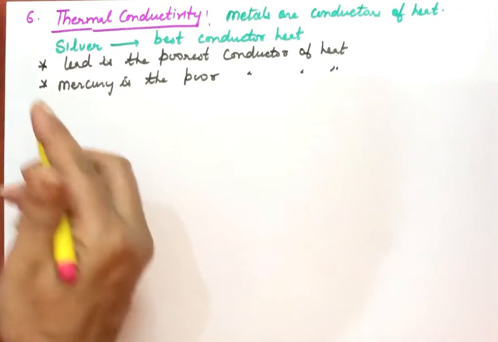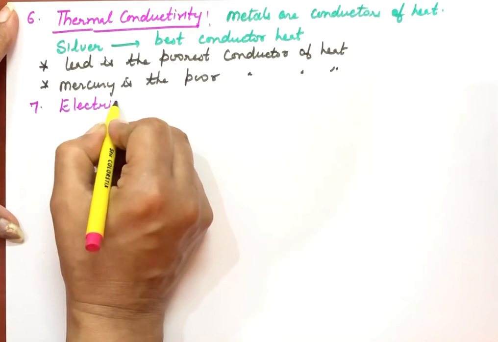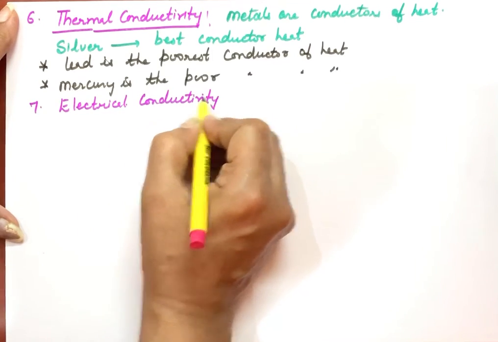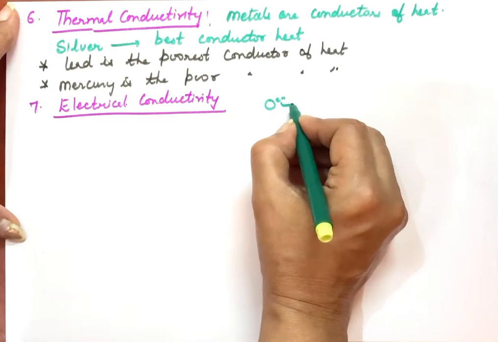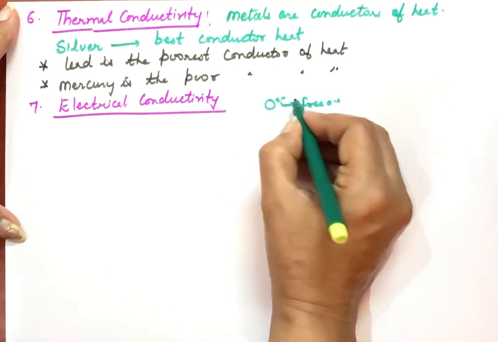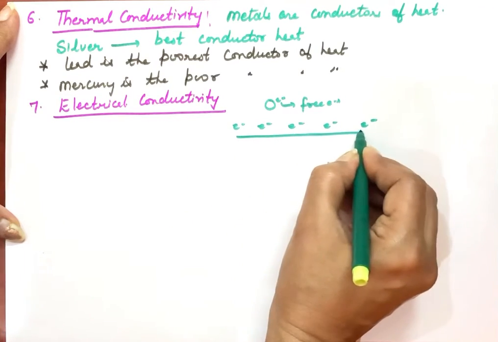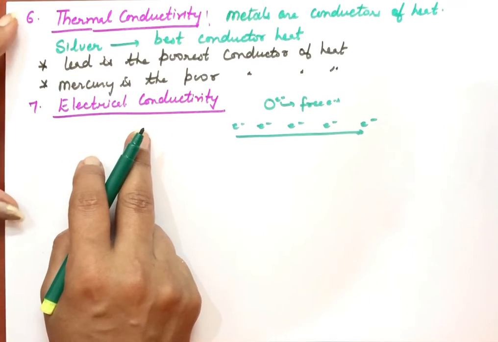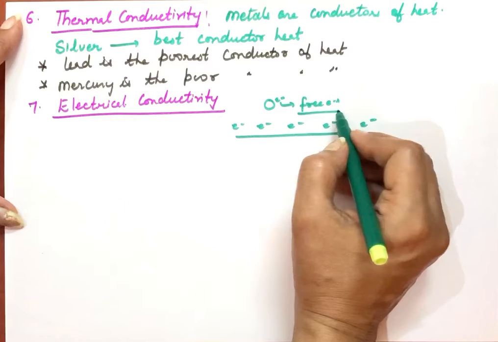The next physical property after thermal conductivity is electrical conductivity. Here conductivity is electrical. Electrical means electricity. Metals have electrons in them. This is an atom of metal. These electrons are free electrons. When these free electrons move, this movement of free electrons is known as current. So electrical conductivity of metals is due to the presence of free electrons in them, and these electrons conduct electricity.